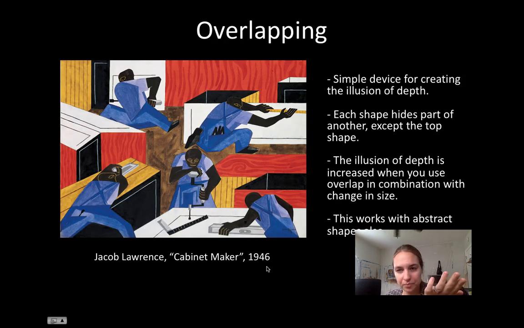Okay, overlapping. This is a simple device for creating the illusion of depth. Each shape hides another. So if I put my hand here and then I put my other hand overlapping, I know this hand is behind this hand. Super easy. And the illusion of depth increases when you overlap in combination with change of size. So if you have a hand here and then a small hand back here, we know that this hand's farther back. And it also works with abstract shapes.